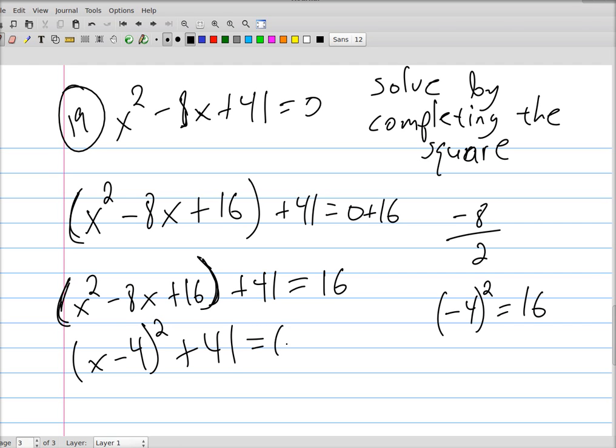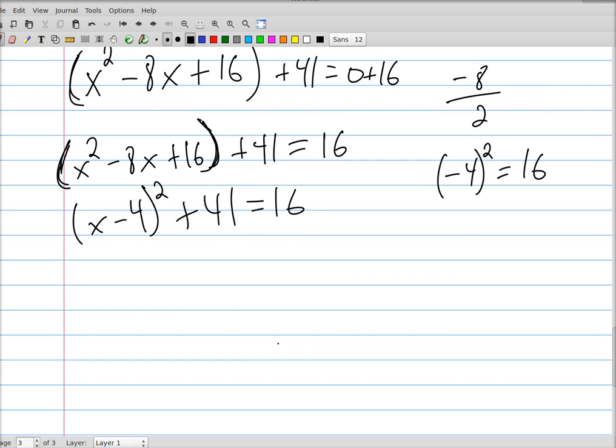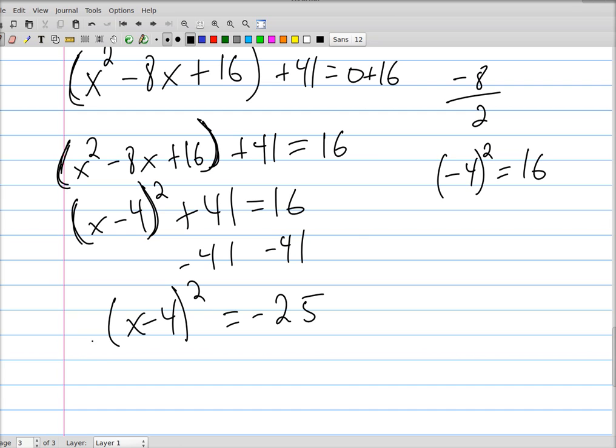Alright, well, now we're set up pretty well, because what we have to do at this point is try and solve. The idea is to get the x plus or minus whatever squared by itself over here on the left side, and then get just a plain old number over here on the right side. Okay, so I've got x minus 4 squared, and 16 minus 41 is going to give me negative 25. We always want to get our problem looking like this right here. The idea is that we are going to take the square root of both sides.